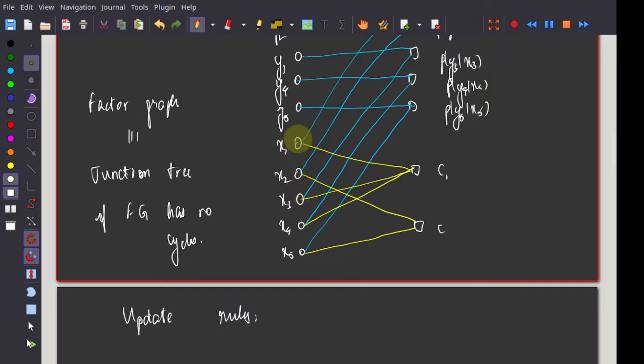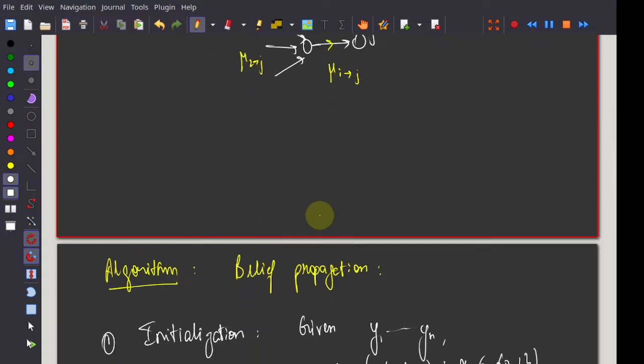No, it's not a function of yi, right? It's just xi. So each of these local domains contains exactly one variable, xi. And all incoming messages are functions of only xi. Outgoing messages are also functions of just xi.